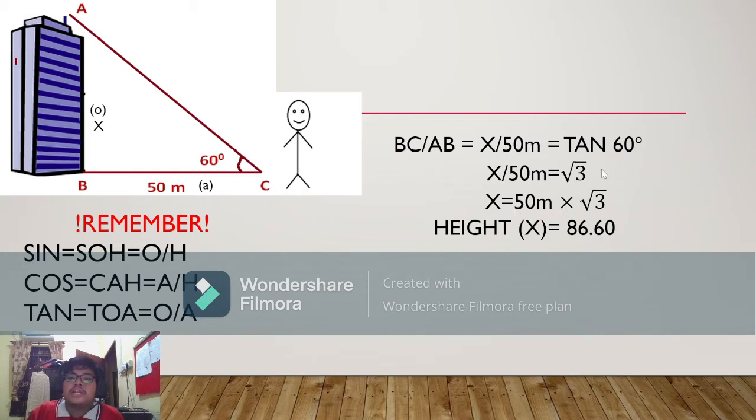This uses the quadratic equation. The 50 meters goes to the right and becomes multiplied by square root 3, and the final answer we get is x is 86.60 meters. So the height of the building is 86.60 meters. Thank you.